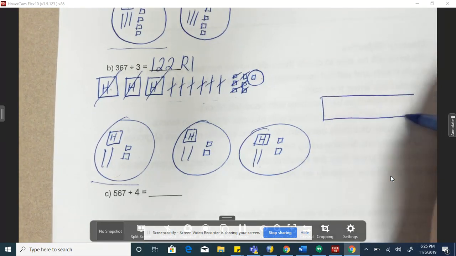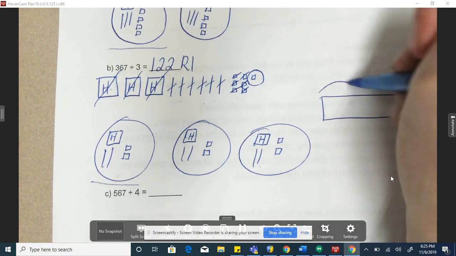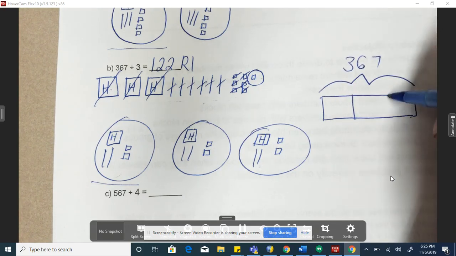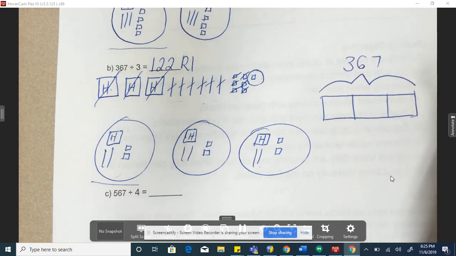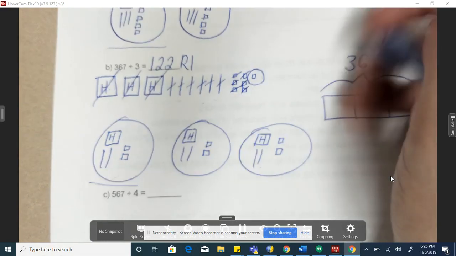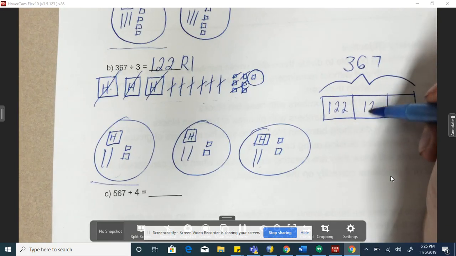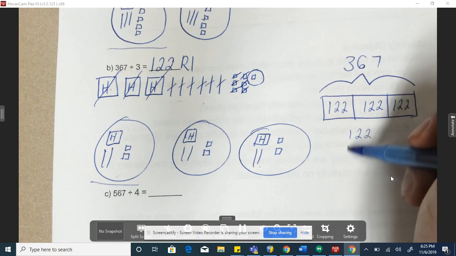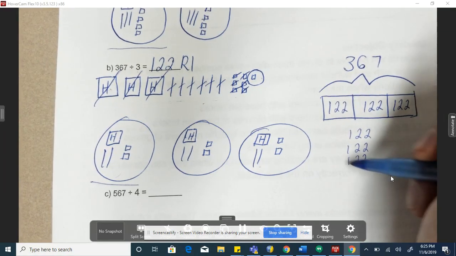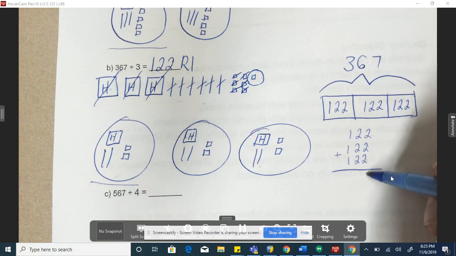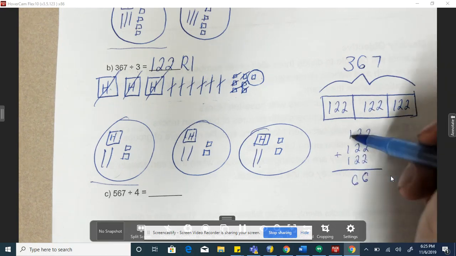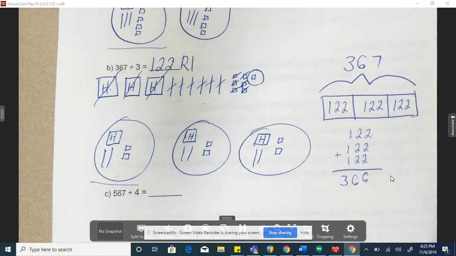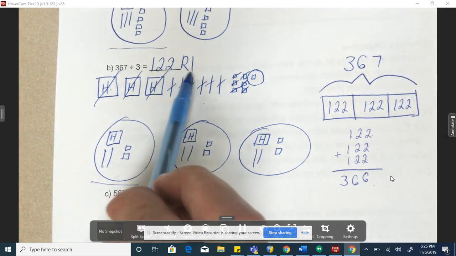So if we have our full bar model here, our whole represents 367. We're splitting that up evenly. Let's see. I know I'm going to put my quotient, my answer, 122 into each of these. Let's add this up. 2 plus 2 plus 2 is 6. 2 plus 2 plus 2 is 6. 1 plus 1 plus 1 is 3. So that's 366. We're 1 away from 367, but that's where our remainder comes in.